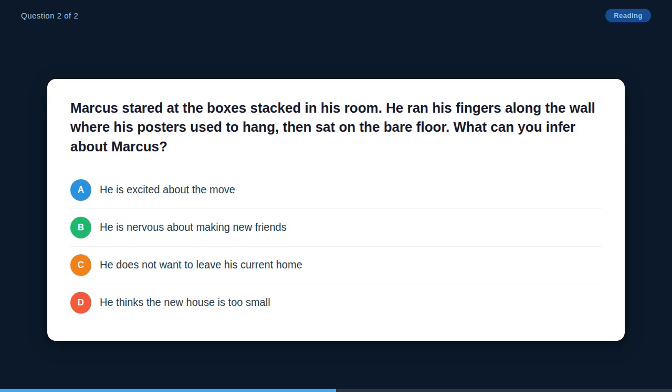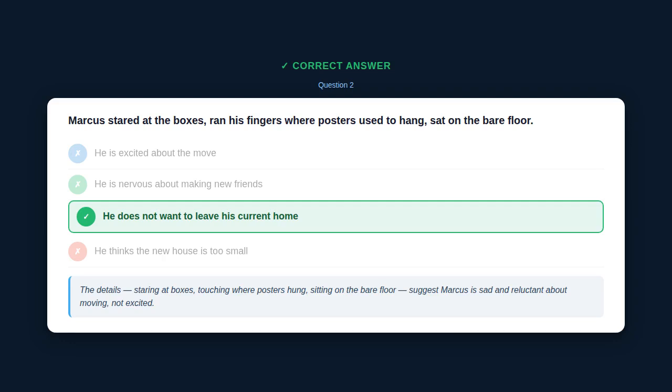Option A, he is excited about the move. Option B, he is nervous about making new friends. Option C, he does not want to leave his current home. Option D, he thinks the new house is too small.